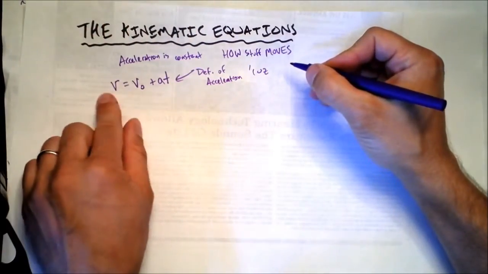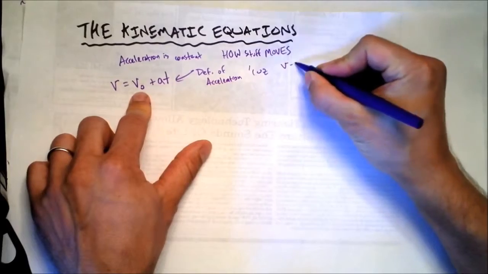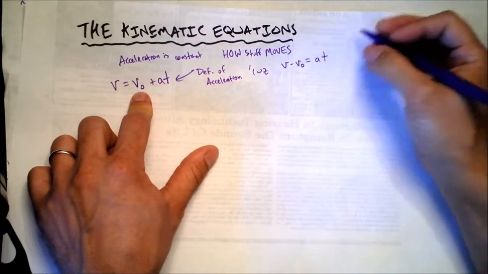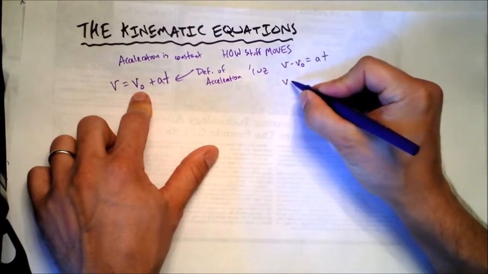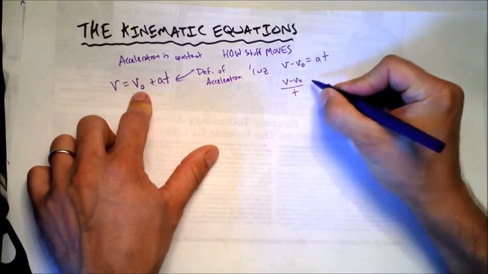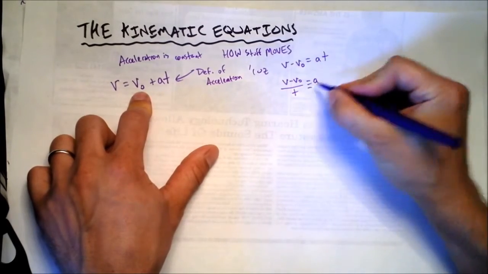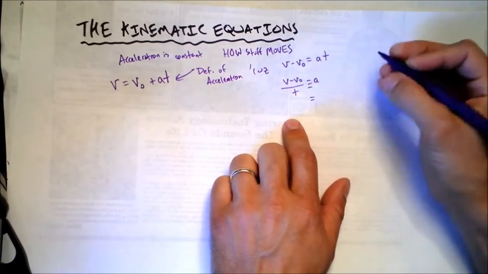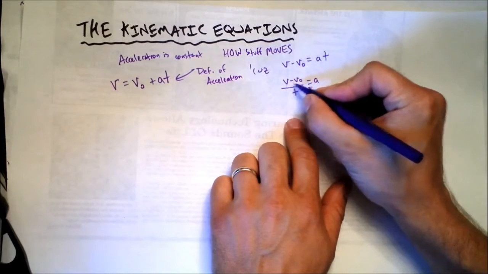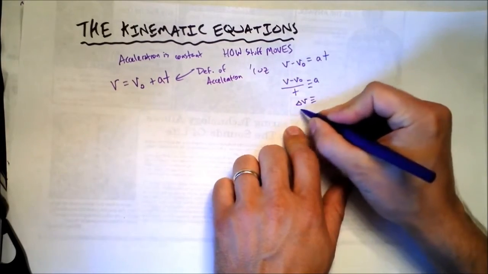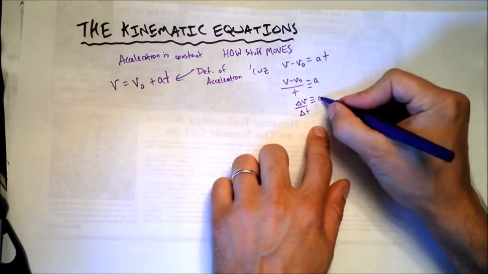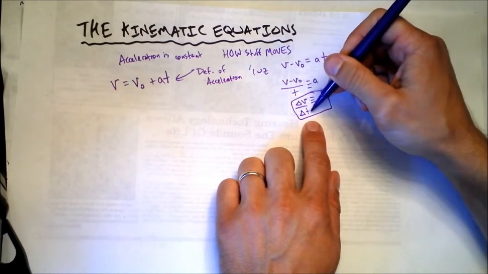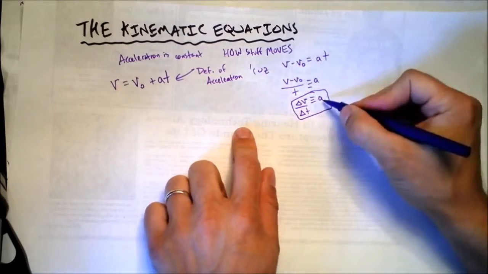We know that if we subtract v naught from both sides, we get v minus v naught is equal to acceleration times time. Now I'm going to divide delta t into both sides, and we'll have v minus v naught divided by time is equal to acceleration. I'm going to put a triple line right here because this is what acceleration means. This is v minus v naught, which is change in velocity, divided by change in time. That's what acceleration means. It is the slope of the velocity versus time graph.